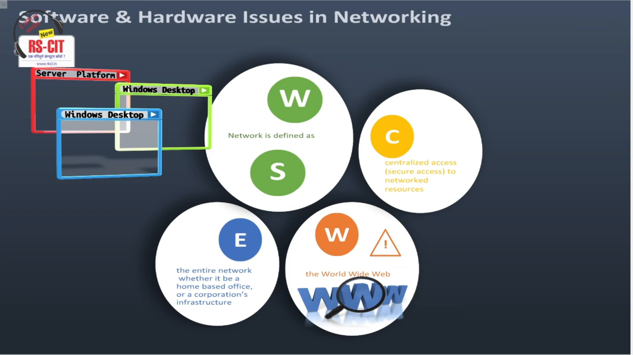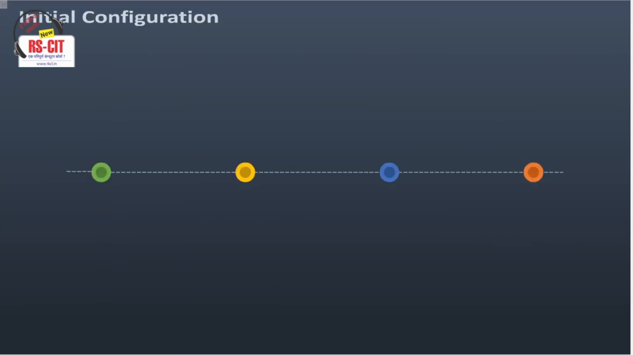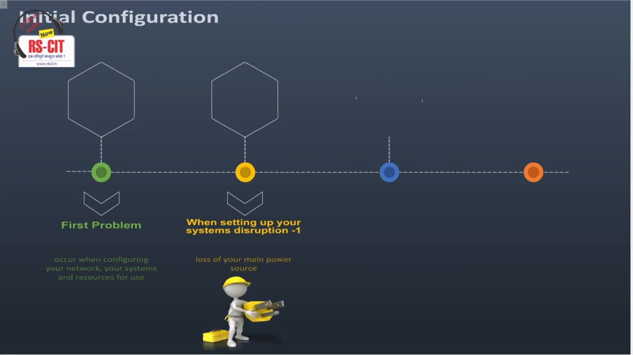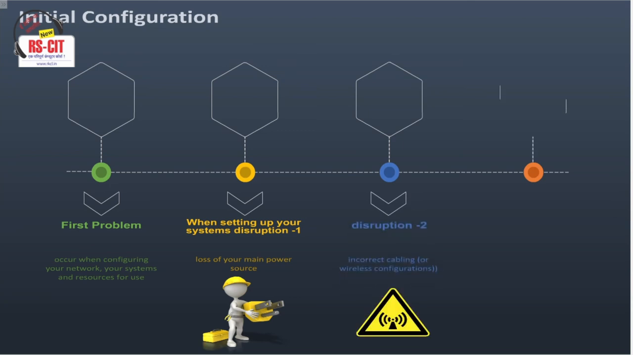Let's discuss a few major issues one by one. Initial configuration. The first problem that comes to mind is glitches that occur when configuring your network, your systems, and resources for use. There are many components to a typical network, and as size and use grows, so do its complexities and the possibility for problems to arise.